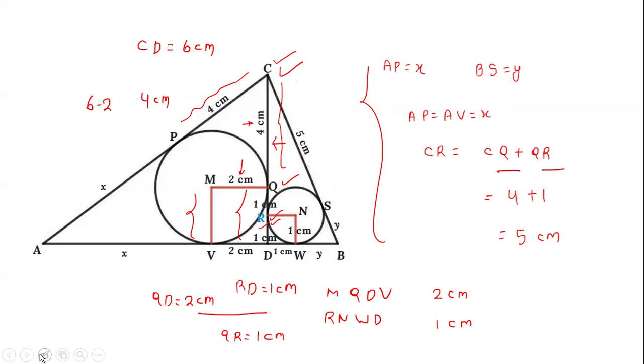So you can add CQ and this QR, so it will come to 5 centimeters. So the CR length is 5 centimeters. You can easily see.